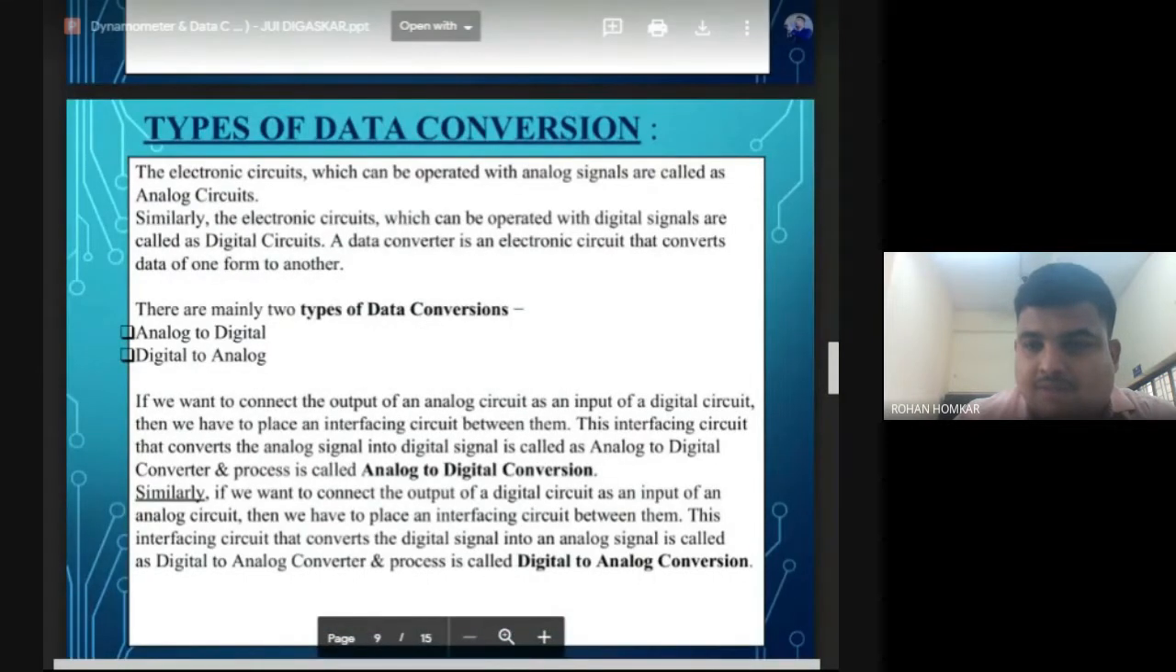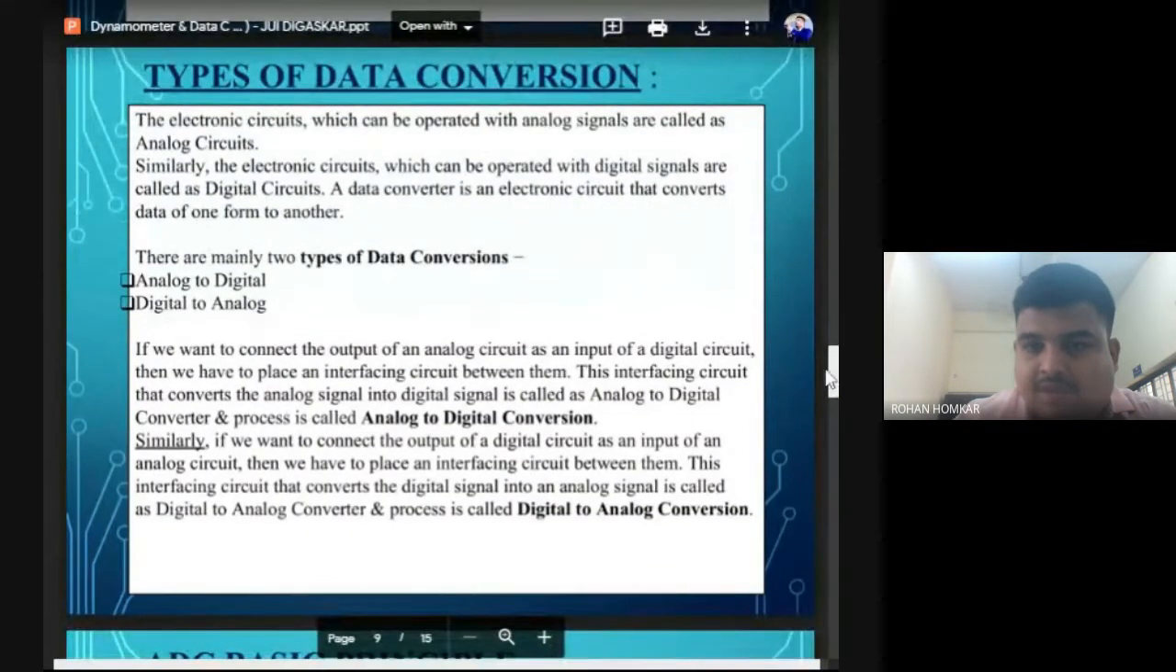I hope my screen is visible to you. Just type yes in the chat box if my screen is visible to you.